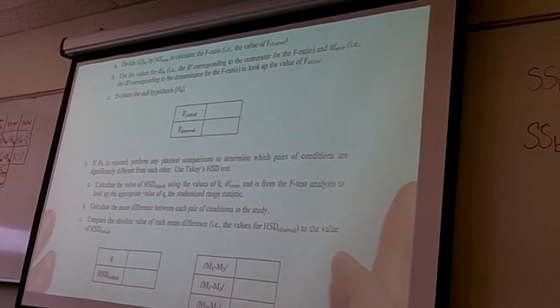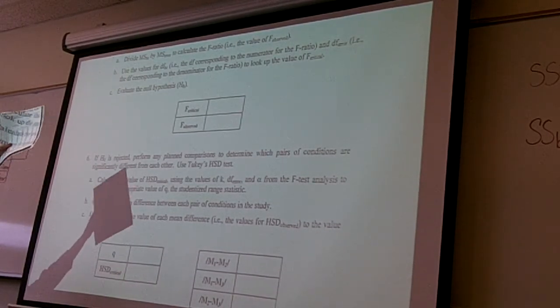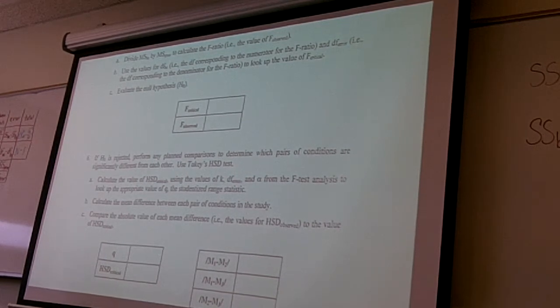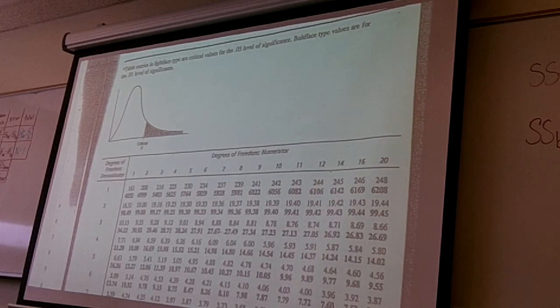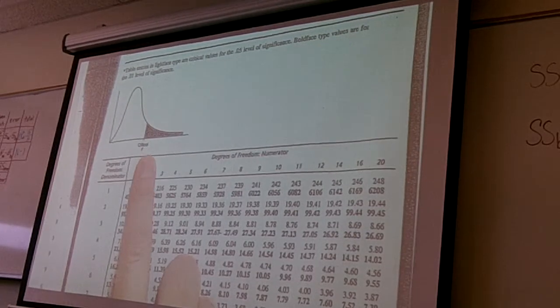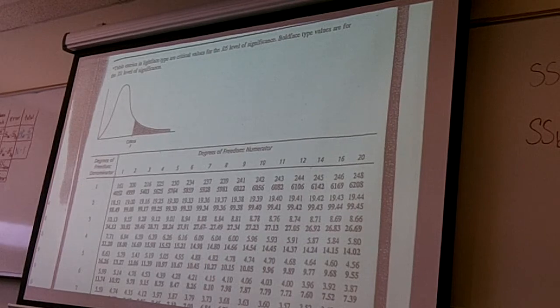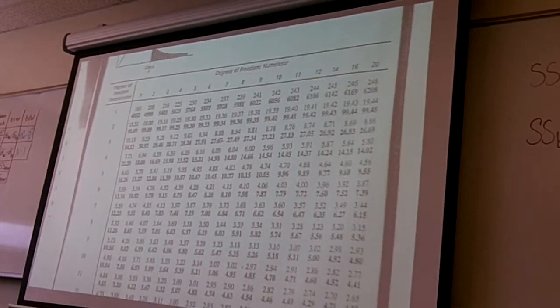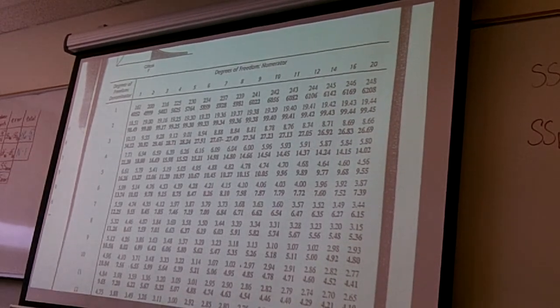So, first thing we've got to do is look up F critical. Break out your packet of a million numbers. Turn to the F distribution table. Not the one for F max, but the one with the F distribution that actually says F critical on it. See there? Critical F right there? Okay, so now we've got to look up degrees of freedom numerator and degrees of freedom denominator.